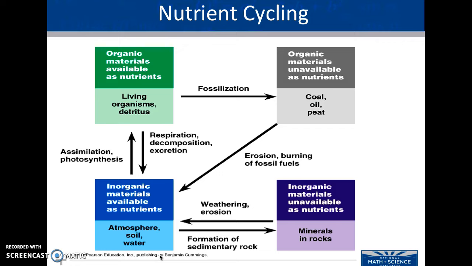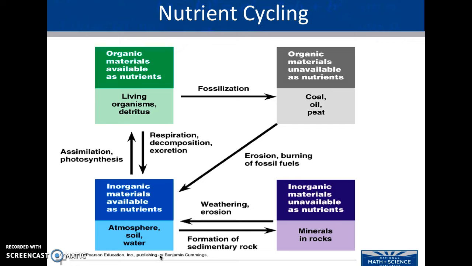If we look at the very base, we see atmosphere, soil, water. If there are nutrients available there, they're available, right? I can use them if they're in my water, in my soil, in my atmosphere. If these are compacted into sedimentary rock, they become minerals in the rocks. They are unavailable anymore. To get them available, weathering and erosion need to occur, and that's our bottom two boxes.